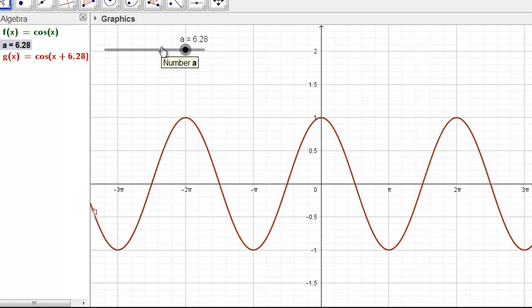So the cosine of x is equal to the cosine of x plus 2 pi, and therefore the period is 2 pi, because this is the minimum shift that would cause overlap. Note that the cosine of x and the cosine of x plus 4 pi would also overlap, but 4 pi is not the period because 4 pi is not the minimum shift that would cause overlap. 2 pi is the minimum shift that would cause overlap.